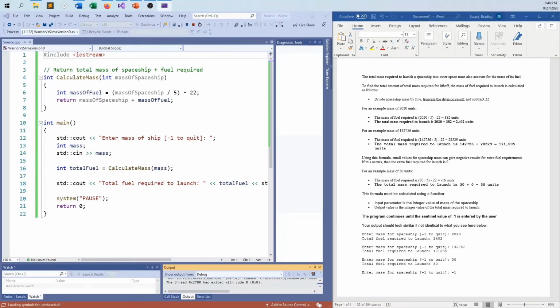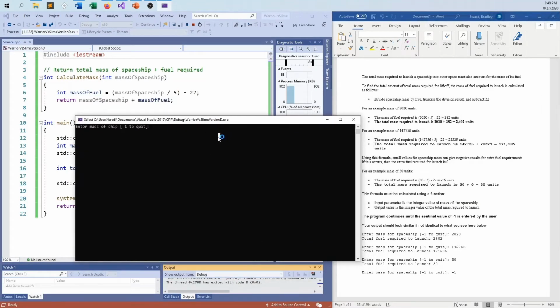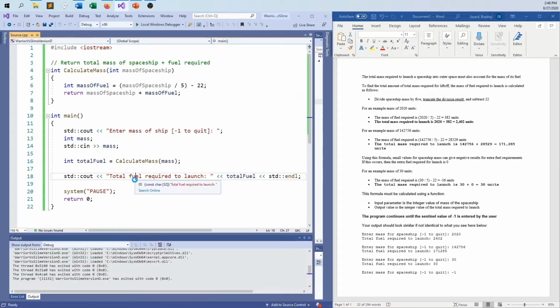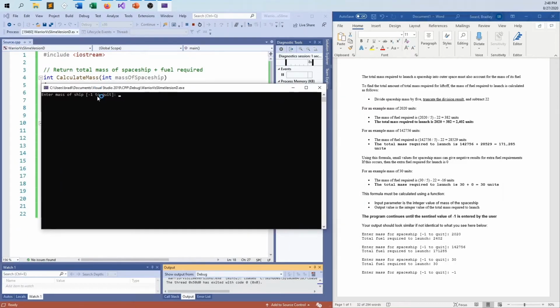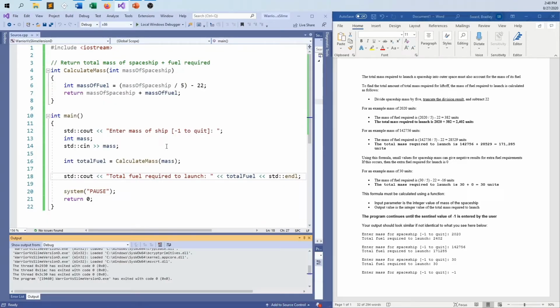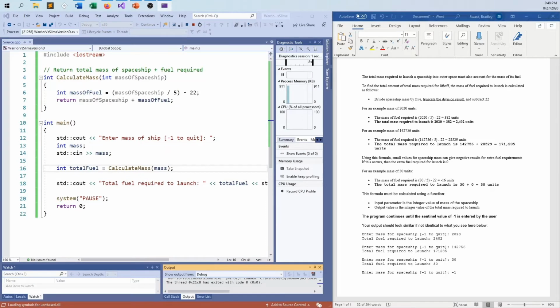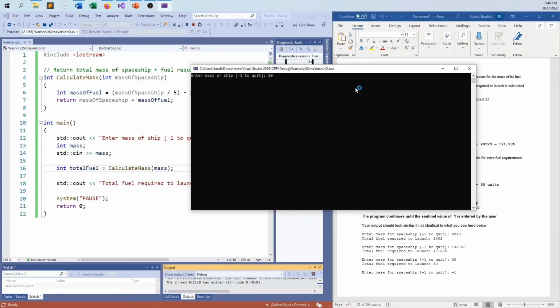No compiler errors. And so just trying these things out, if I put 2020 in, I get 2402, which is expected, okay? I'll run this again, and I'll try this with the 142,756, and I get 171,285. So far, the first two test cases are coming out perfectly legitimate, perfectly normal. And so now the next thing to do is to look at this and go, oops, I'm sorry, I keep putting it over here. 30, did I hit enter?